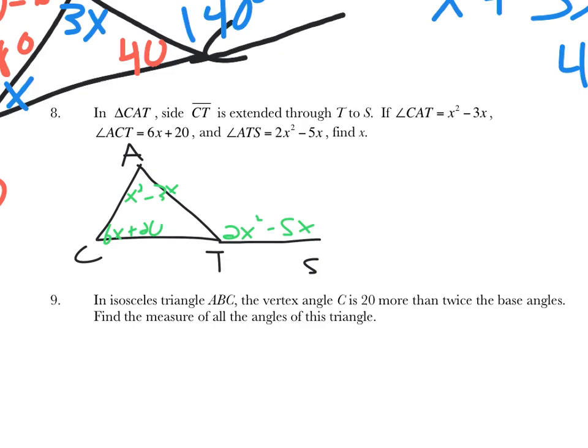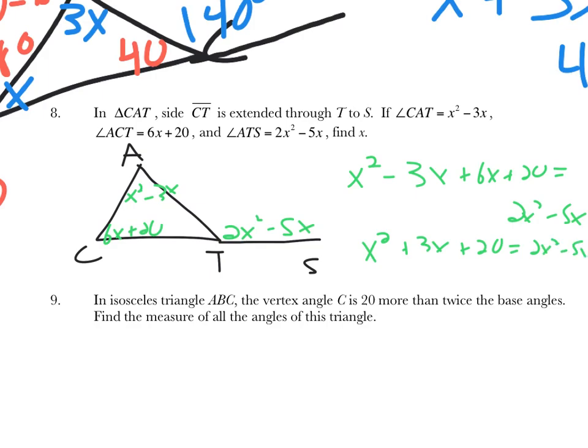Now again, there are a couple of different ways that we can approach this. I'm going to go right into the exterior angle theorem and say x squared minus 3x plus 6x plus 20 equals 2x squared minus 5x. And then I'm going to clean this up as best as I can. I'm going to have x squared plus 3x plus 20 equals 2x squared minus 5x.